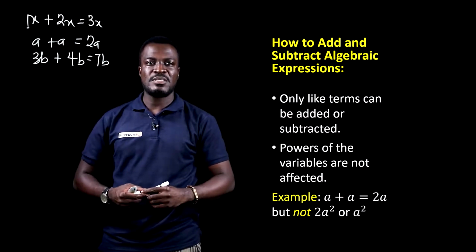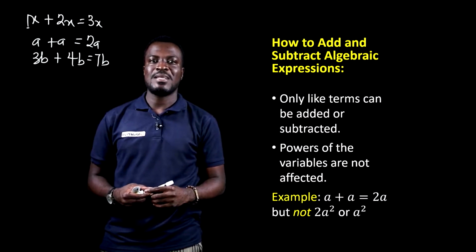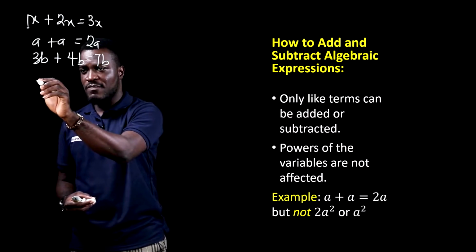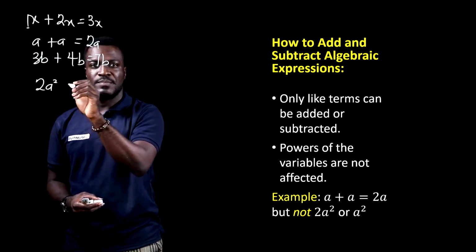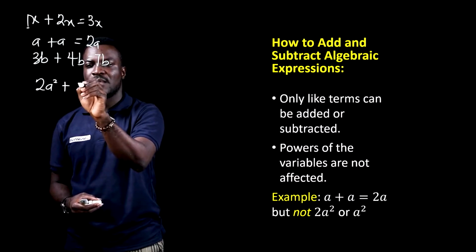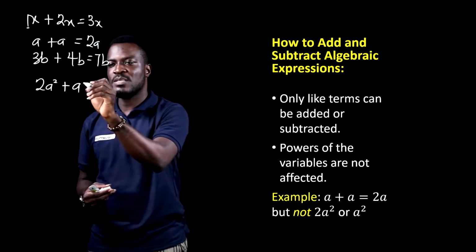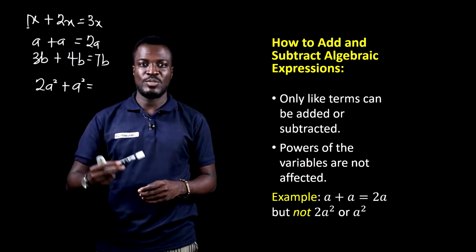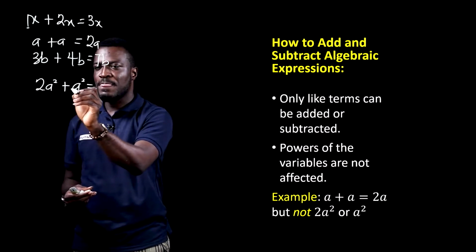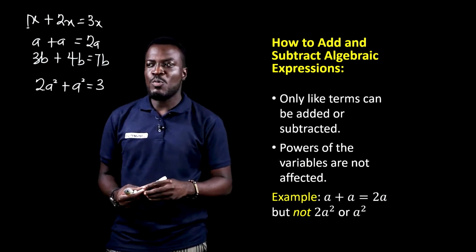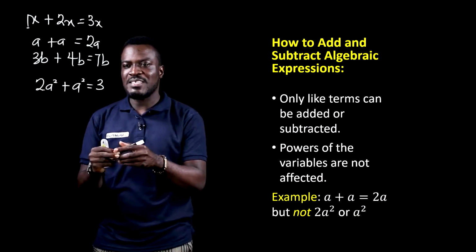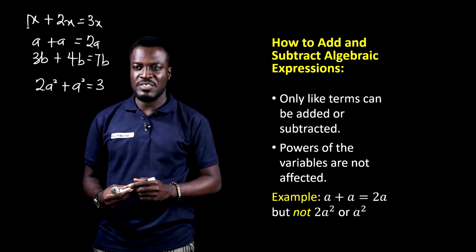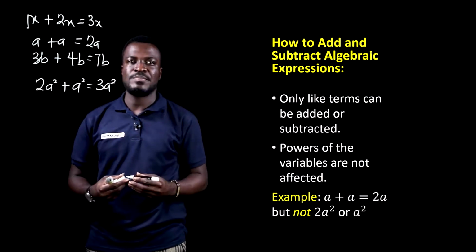Now note that the powers are not affected when adding or subtracting. That is the powers of the variables. So for example, if you have 2a squared plus a, now let's make this one a squared. So 2a squared plus a squared. Now these are like terms, so they can be added. 2 plus 1 is going to give us 3. Now we don't add the exponents 2 so that will give us a raised to the power 4. No. We are only interested in the coefficient. So this is going to give us 3a squared.